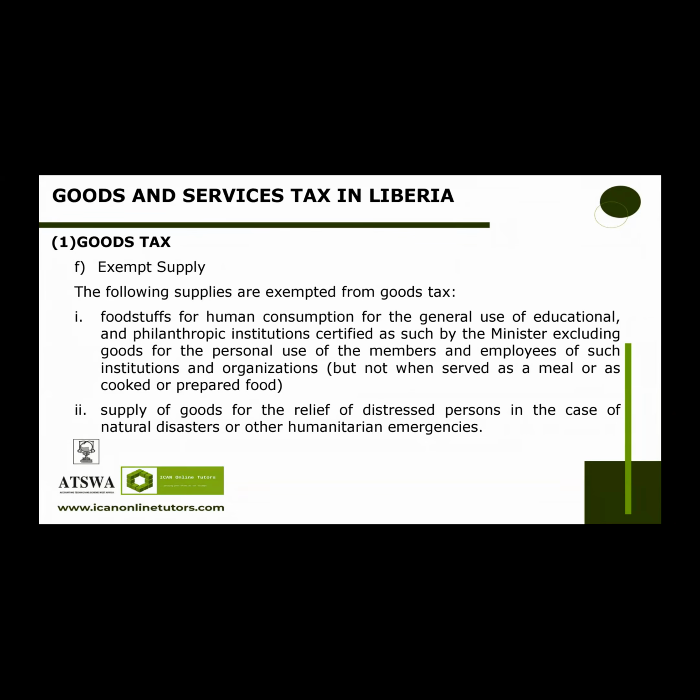One, we have foodstuffs for human consumption for the general use of educational and philanthropic institutions certified as such by the minister, excluding goods for the personal use of the members and employees of such institutions and organizations, but not when served as a meal or as cooked or prepared food that has undergone processing. Also another exempt supply is supply of goods for the relief of distressed persons in the case of natural disasters or other humanitarian emergencies.